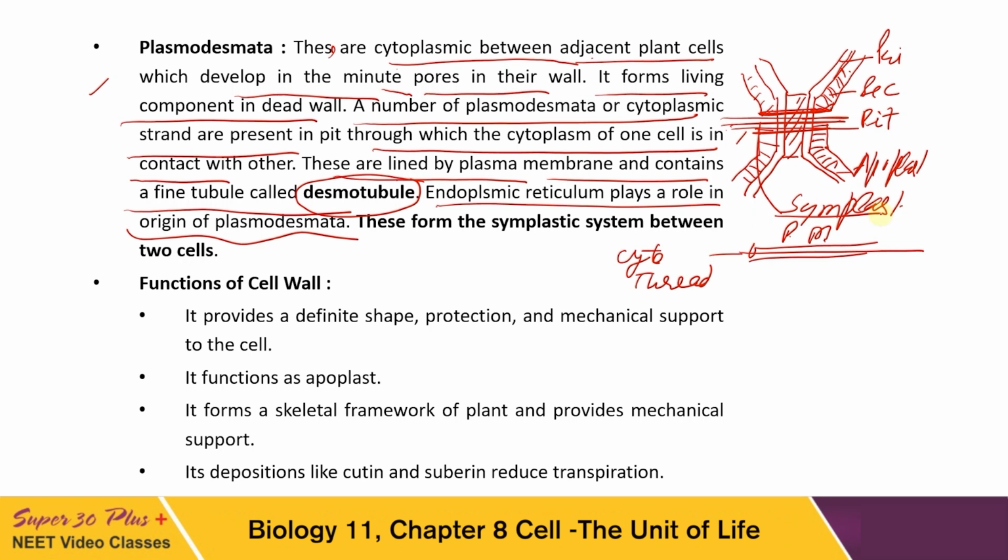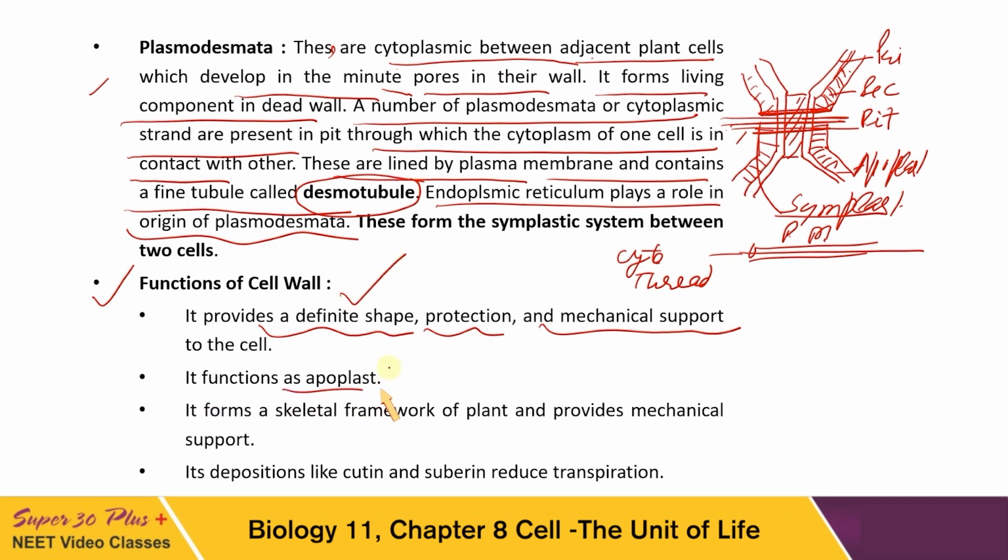Is it right? Come to the last part of this chapter, the function of the cell wall. In a plant cell, because this is a hard and rigid structure, it will provide a definite shape, it will protect and give mechanical support to the plant. You know, animal cells, if placed in a hypertonic solution, squeeze. The plant cell, because of the presence of a rigid and tough cell wall, retains a definite shape.